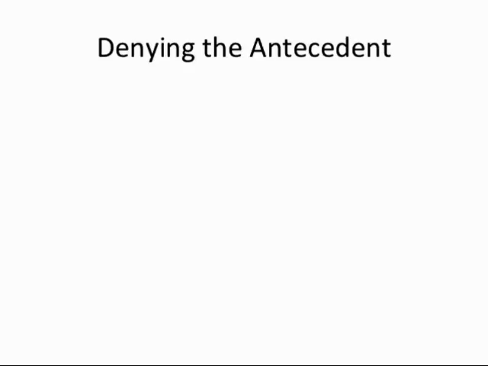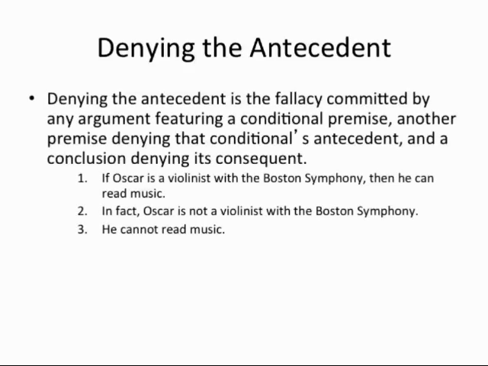Denying the antecedent is the fallacy committed by any argument featuring a conditional premise, another premise denying that conditional's antecedent, and a conclusion denying its consequent. Here's an example. If Oscar is a violinist with the Boston Symphony, then he can read music. Second premise, in fact, Oscar is not a violinist with the Boston Symphony. Conclusion, therefore, Oscar cannot read music.